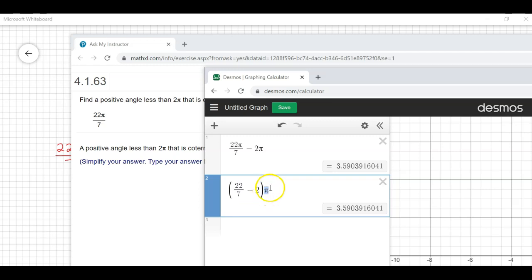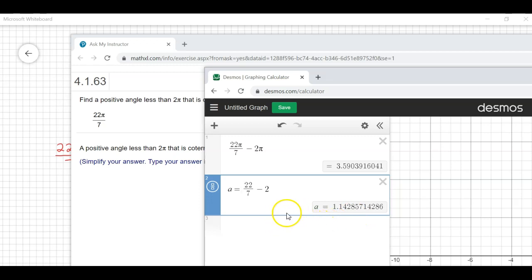So it's basically, I'm going to remove the pi, work with this problem right here, and then I will get my answer, simplify it basically. Okay, so here's what we're going to do. 22 sevenths minus 2 is this decimal. I'm going to call this A, like angle. All right. So that's what I get. That's a decimal form.